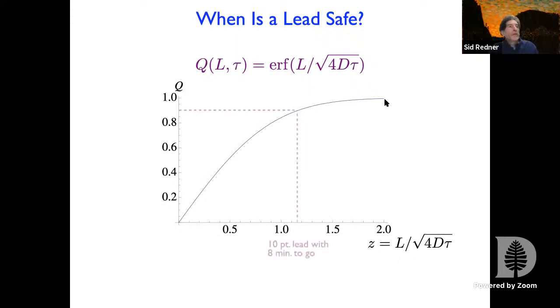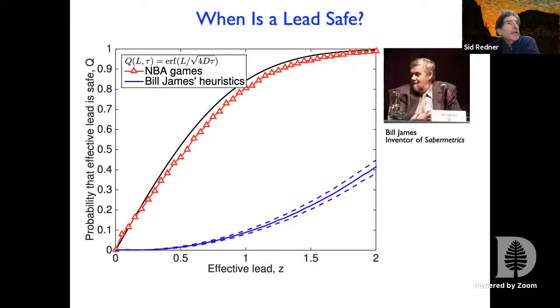To give you a feeling for numbers, if you have a 10-point lead with 8 minutes to go, that corresponds to a scaled lead size of about 1.15, and it corresponds to a probability that the lead is safe of 90%. Anyways, here is the NBA data. Here is our simple error function prediction.